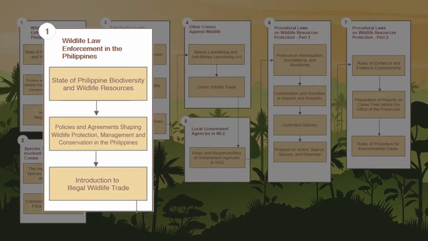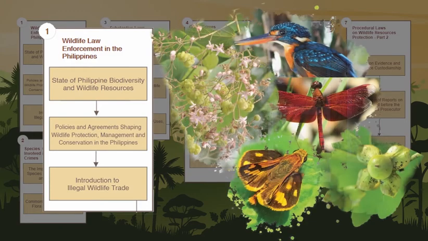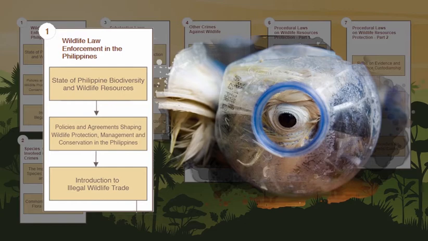The first module, Wildlife Law Enforcement in the Philippines, provides an overview on Philippine biodiversity and the policies and agreements that shape wildlife law enforcement in the country. It includes an introduction to illegal wildlife trade, one of the most serious threats to Philippine biodiversity and sustainable economic development.